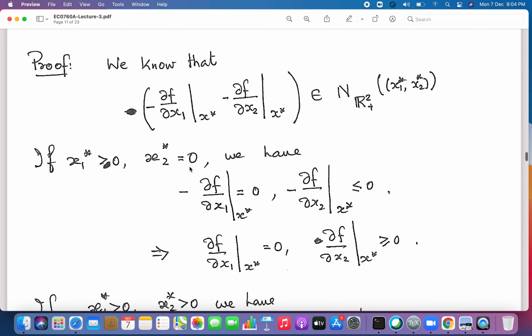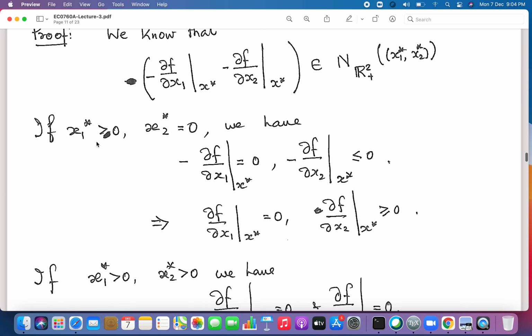So you take these three different cases. When x1 star is 0 and x2 star is 0, if these are elements of the normal cone, you must know what should be their signs. So when x1 star is 0 and x2 star is equal to 0, on the x-axis part, we are looking at the non-positive y-axis. So this part is 0, del f del x1 is equal to 0 because it is the x part, and this part is non-positive actually. So when you write down, this is what will happen.